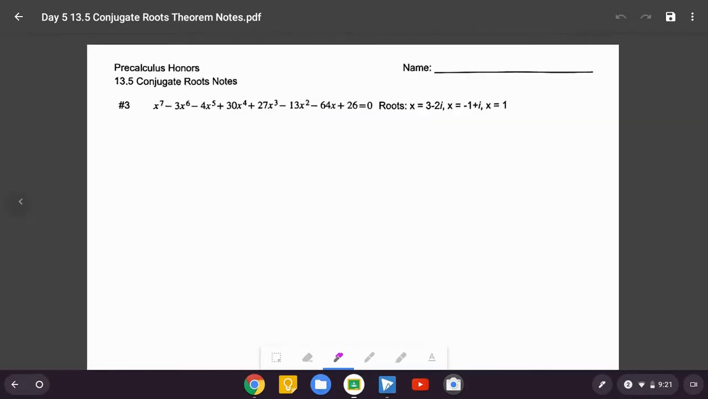Okay, moving on to question number 3. Now they give me a 7th degree polynomial. That tells me I should have 7 solutions. Well, conveniently, they give me a few solutions here. That has a conjugate, that has a conjugate. 1 does not have a conjugate. So I know that some other solutions would be 3 plus 2i and negative 1 minus i.